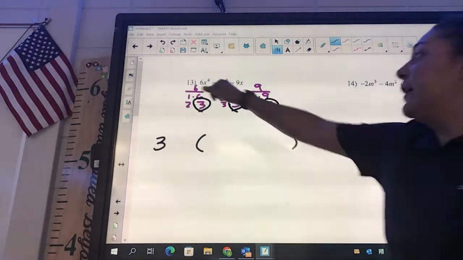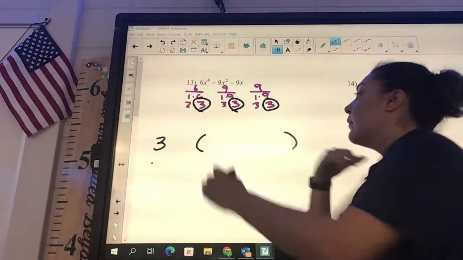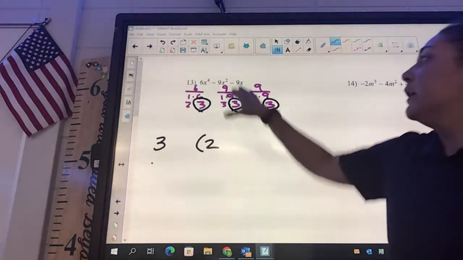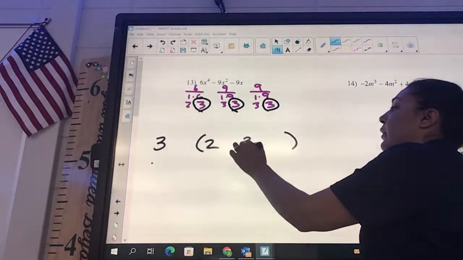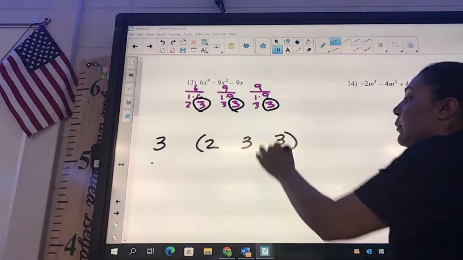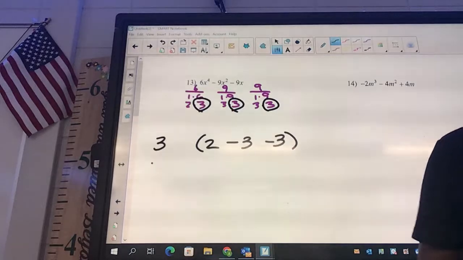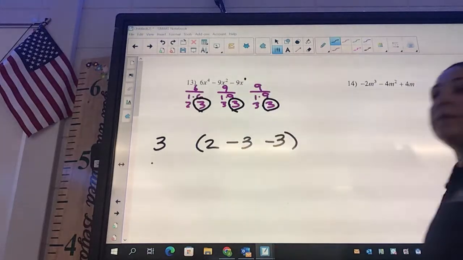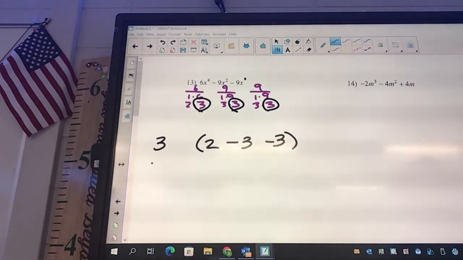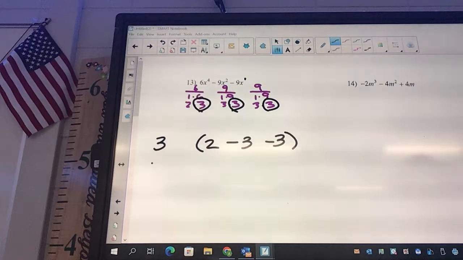Okay, 6 divided by 3. 2. 9 divided by 3. 3 and 3. Okay, you're going to put your signs back. Okay, I got an x4, x2, and an x1. What's the smallest amount I can take? x1.